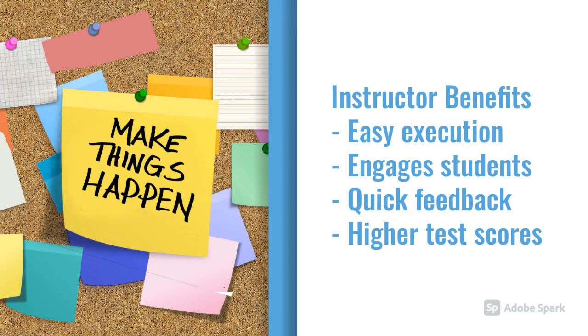Some instructor benefits of the 1-minute paper include ease of execution, engaging all students in learning at the same time, obtaining quick feedback if students understand the material for a lesson. Consistent feedback indicates where adjustments should be made to a lesson. Research indicates that instructors that execute informal assessments and adapt lessons based on feedback create better quality courses for students, and students obtain higher test scores.